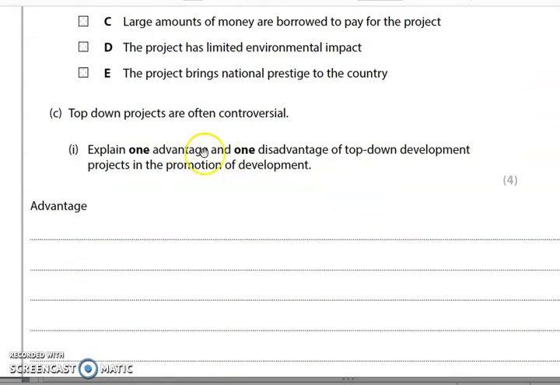Now, the next question, top-down projects are often controversial. Explain 1 advantage and 1 disadvantage of top-down development projects in the promotion of development. It's explain, give reasons. Make sure you give 1 advantage and 1 disadvantage of the top-down. So you've got to know what a top-down development project is, and you've got to know the advantages and disadvantages. State the feature of it, and then why that makes it a good thing or a bad thing. So have a go at that now.